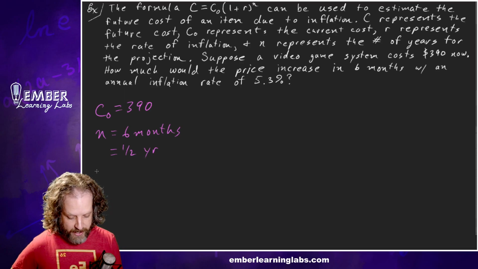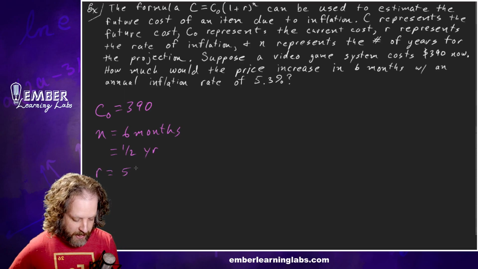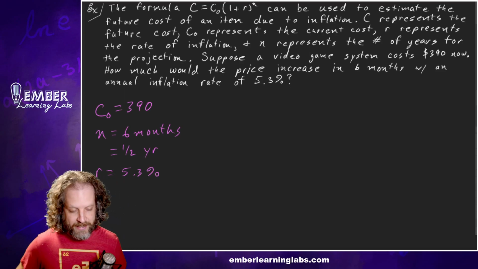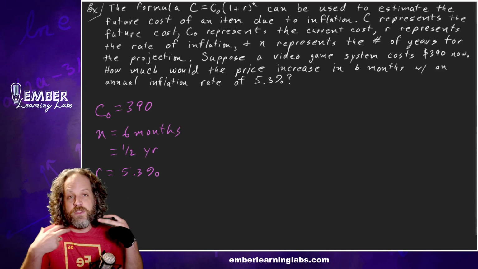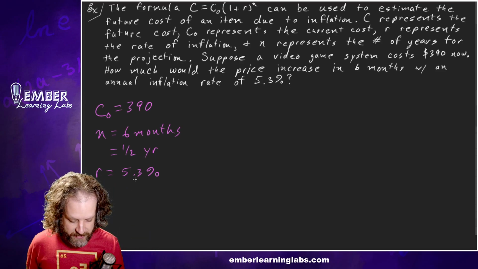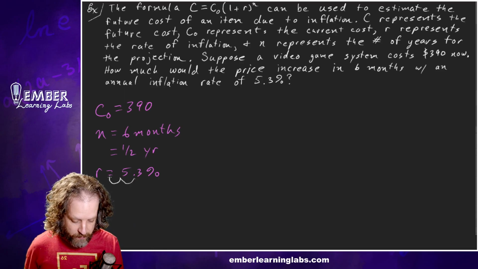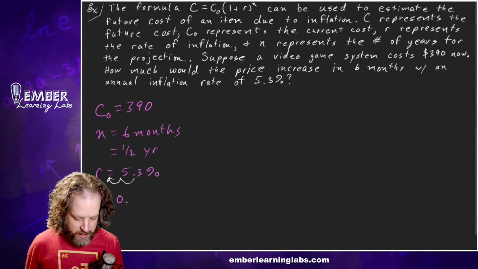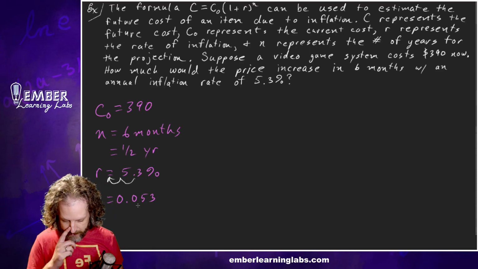Annual inflation rate, so R equals 5.3 percent. Now, in order to use a percent and do the math with it, we need to convert this percent to a decimal. To do that, of course, we just move the decimal place over once and twice, right? So R equals 0.053.